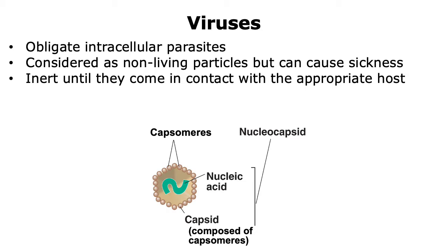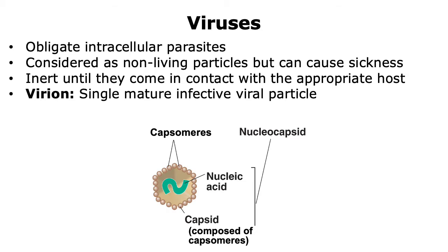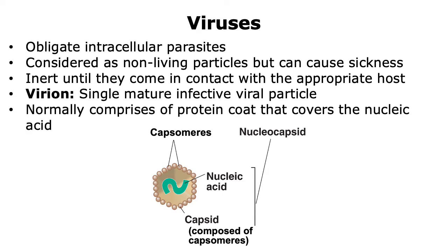One thing to remember is that the virion is a term that is used to define a single mature infective viral particle. When we look at the composition of a virus, they normally comprise a protein coat called a capsid, and this capsid covers the nucleic acid that is inside the viral particle.